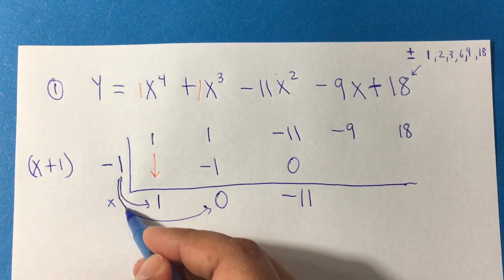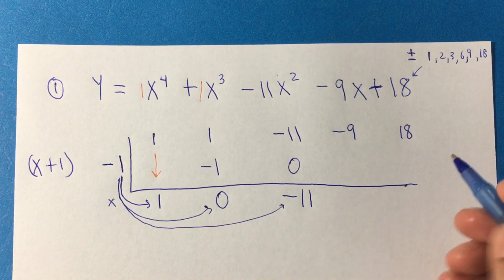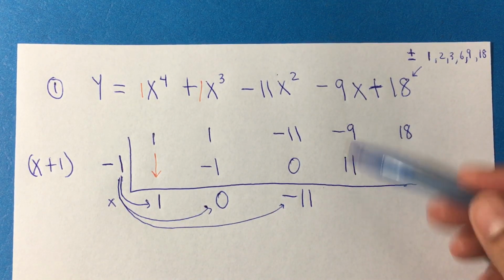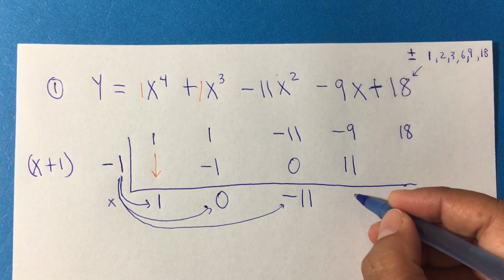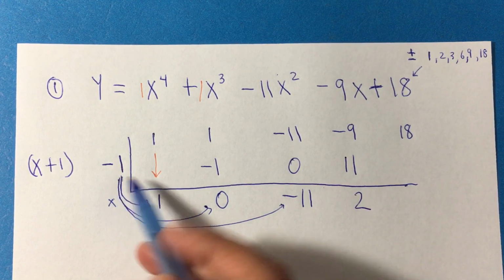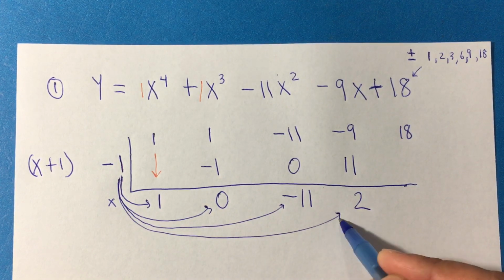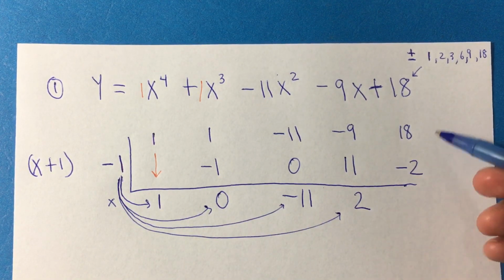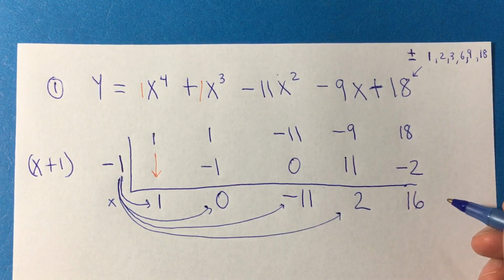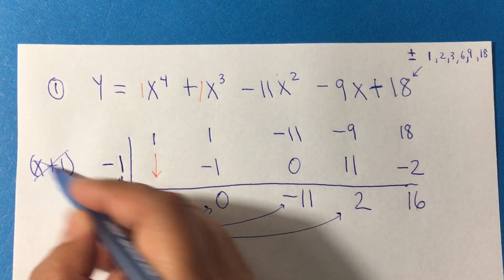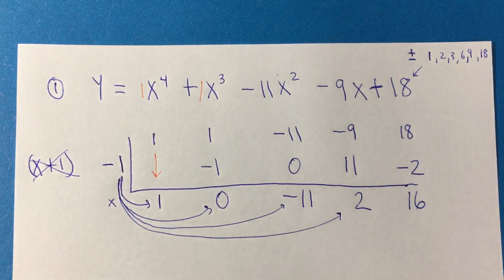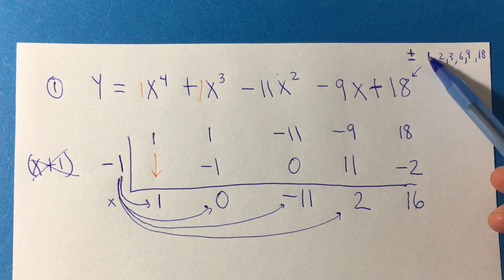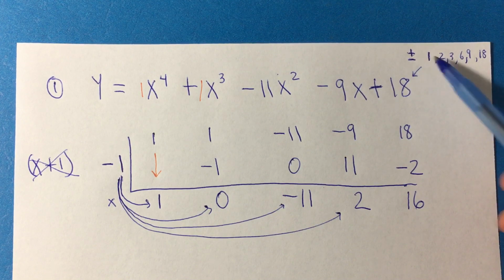The same thing, negative 1 times negative 11 is positive 11. I combine this, and it's positive 2. Then I multiply that times the 2, and negative 1 times 2 is negative 2. I combine that, and it's 16. That means that this is not a factor, so it didn't work. Now, if we tried positive 1, now we're going to try with negative 1.